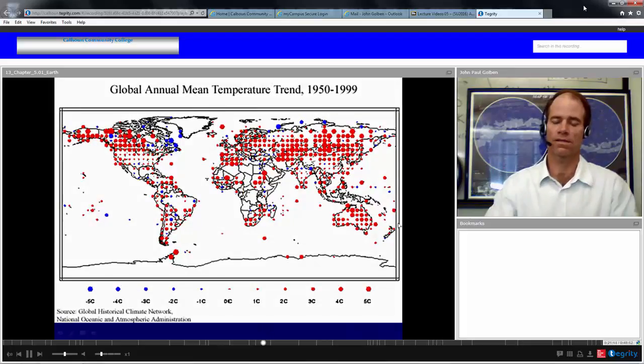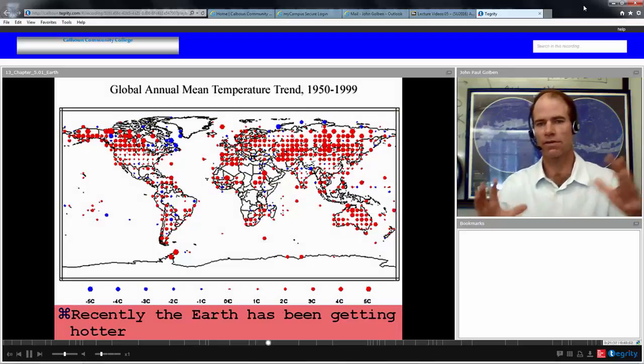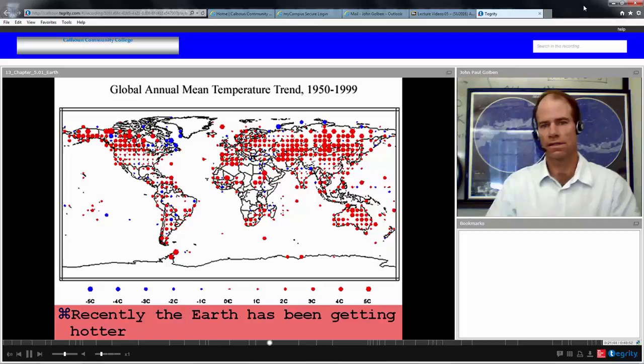And here's something of possible concern. Here are the global annual mean temperatures over the last 50 years of the last century. I don't know why we don't look at the global annual mean temperatures over the last century. But we can see that in many places on the Earth, they have been getting hotter, up to 5 degrees centigrade hotter. Some places are getting colder, but if you take the globe as a whole, on the average, the global temperatures are getting warmer.